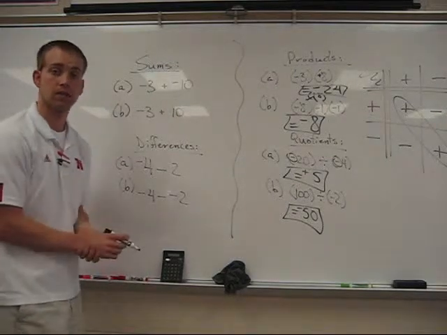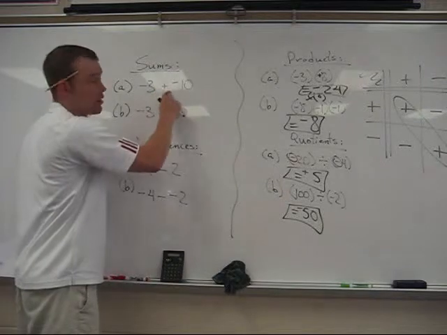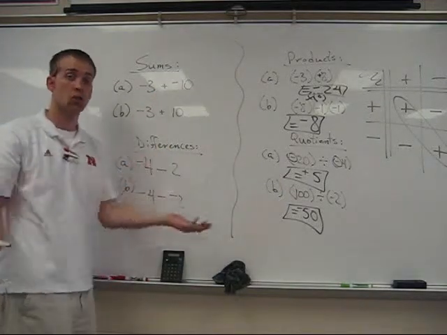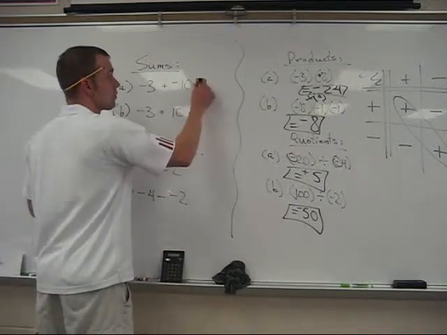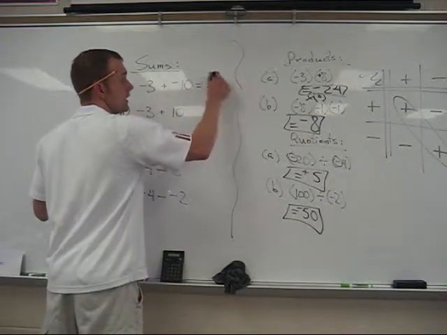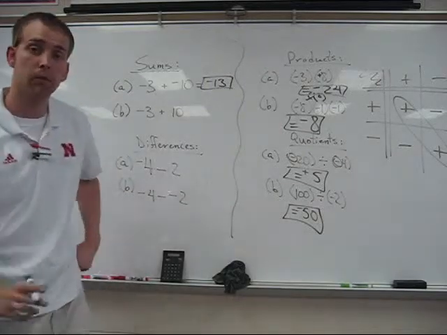Another way to think about this is with our chipboards. We said this was 3 red chips. We're putting that together with 10 more red chips. Total, how many do we have? We have 13 of those red chips. So bottom line is, when you put negatives with more negatives, you get a bigger negative. When you put positives with more positives, you get a bigger positive.